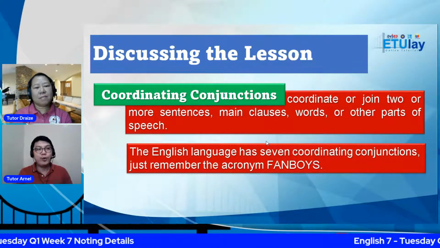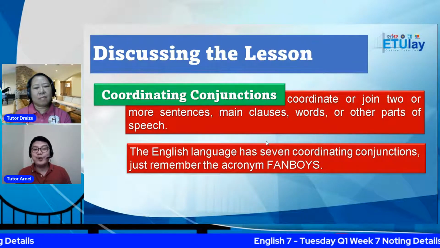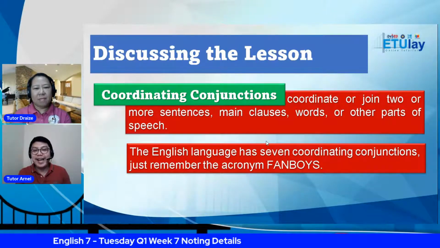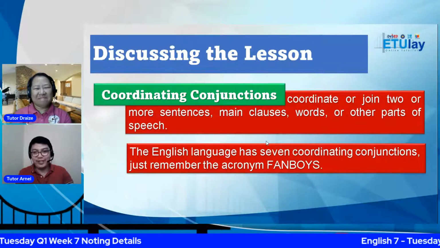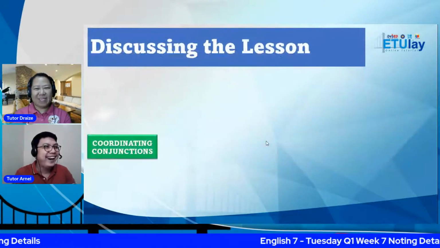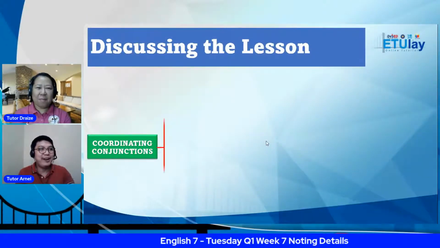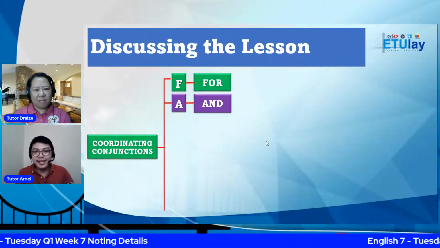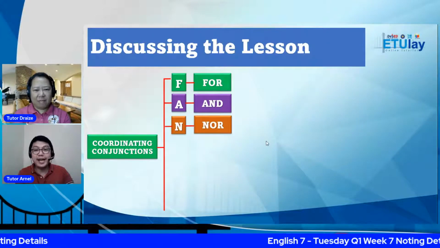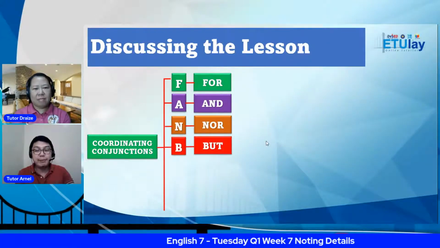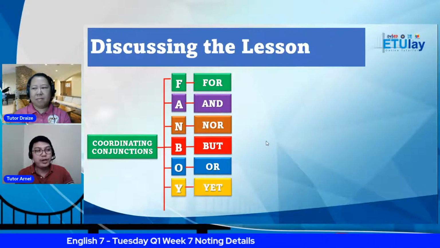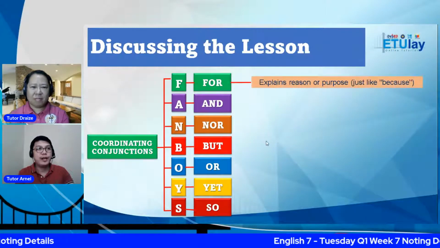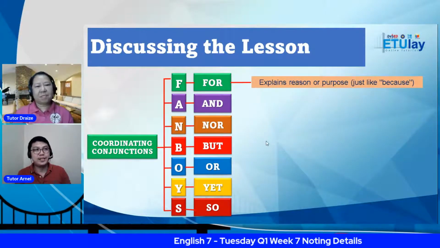So in English, there are 7 coordinating conjunctions, and for sure, you will never ever forget the 7 coordinating conjunctions because it has its acronym and we call it FANBOYS. All right, so coordinating conjunctions, we have, of course, F stands for, A stands for and, N stands for nor, B stands for but, O stands for or, Y stands for yet, and S stands for so. Okay, when do we use for, students?